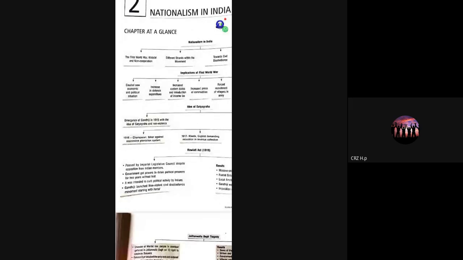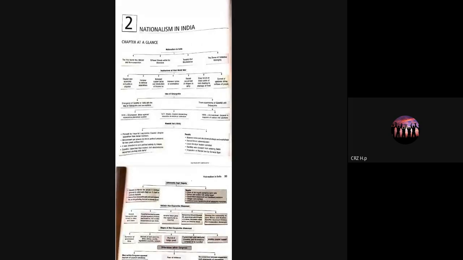But before that, we all have to have an idea about the meaning of nationalism. Sometimes they ask a one mark question about the meaning of nationalism. We have already studied it in the first part, nationalism in Europe, so I'm not going to discuss that; you just have to mention it. All of you have to sit with a pen and paper or notebook so that you can note down some important points.